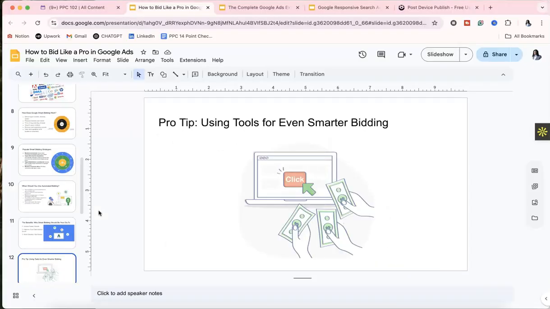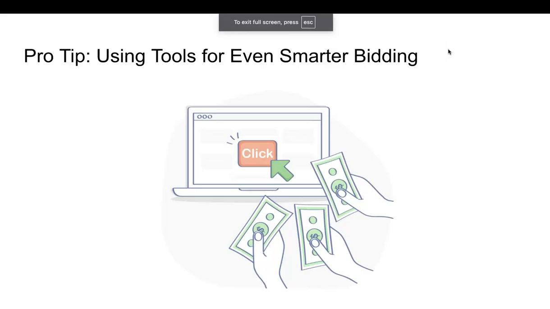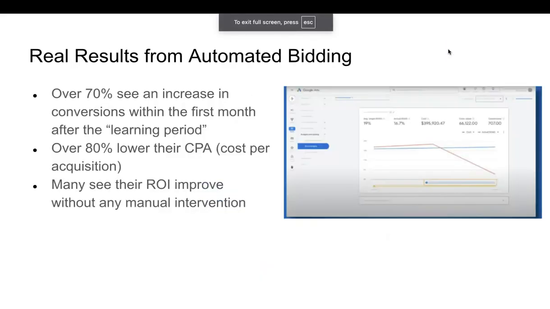All right, so let's go over pro tips when using tools for even smarter bidding. Okay, so there are tools out there that you can use when you're doing this. Obviously, the main one is Google Ads. Having Google Ads can help you analyze and see your conversions, as well as help you understand how you can lower your cost per acquisition and see improvements in your return on investment.